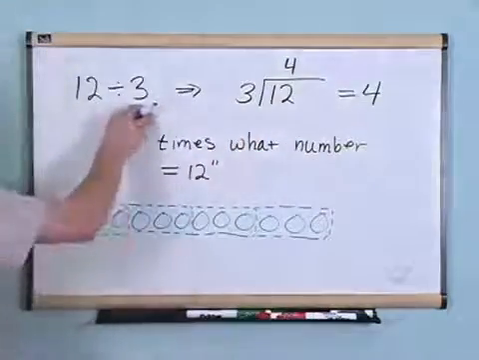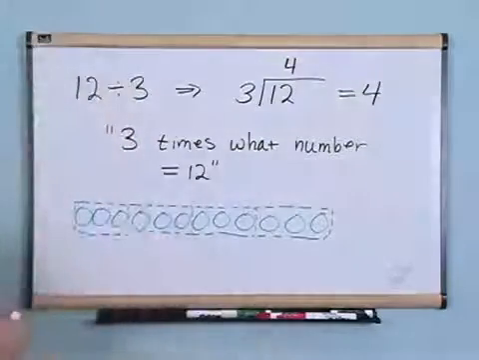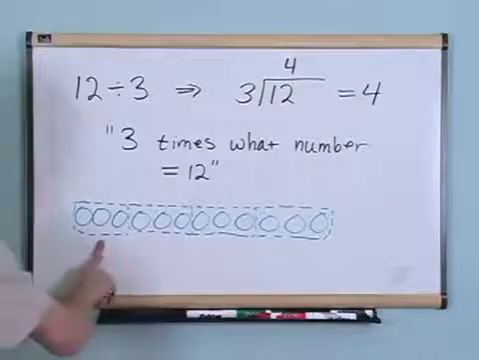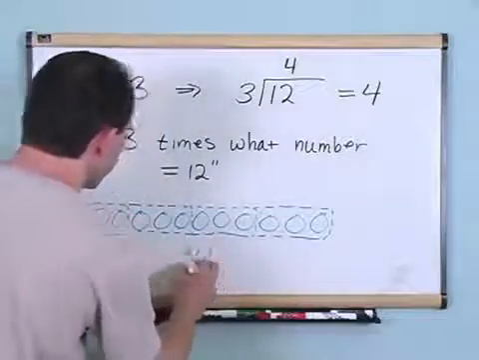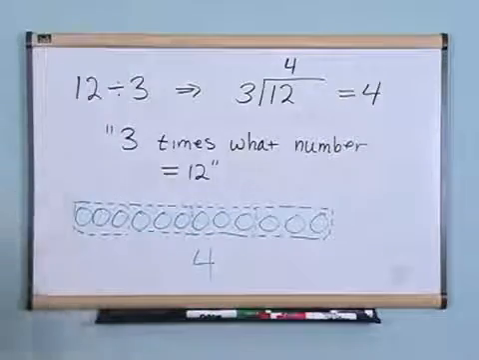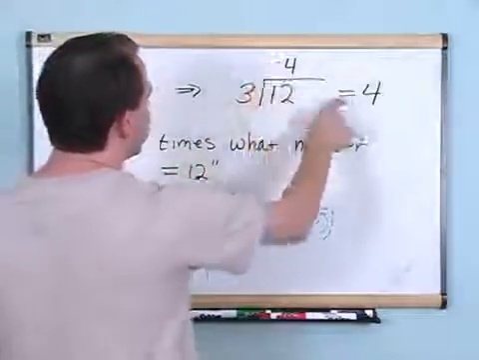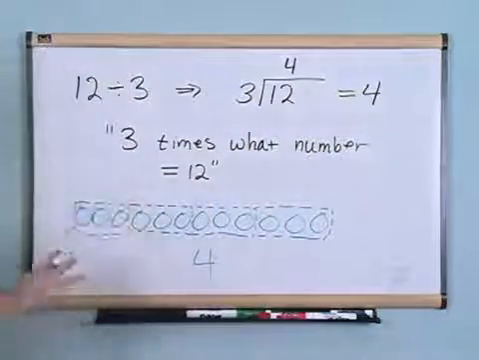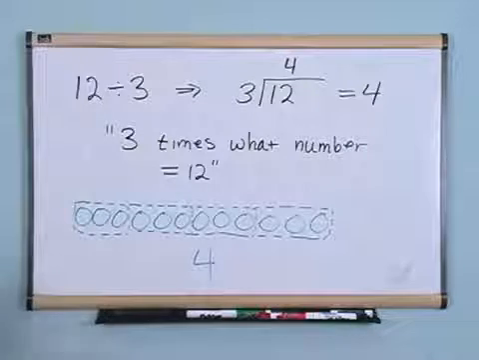So we're dividing by 3. We're making groups of 3. The question is, how many groups did we have? 1 group, 2 groups, 3 groups, 4 groups. 4 groups of 3 items. So the answer is 4, which is exactly what we had before. Okay, so I'm not going to do this graphical stuff every problem. I just wanted to show you what it means, okay?